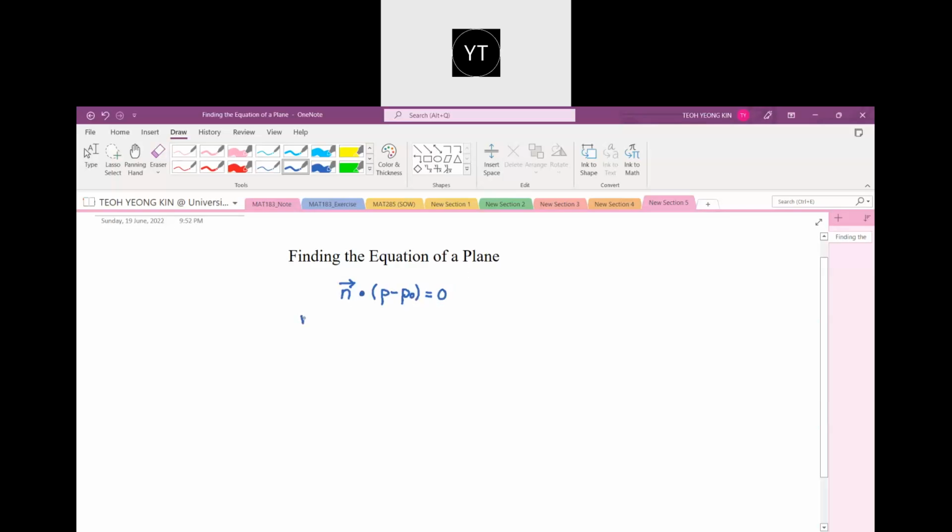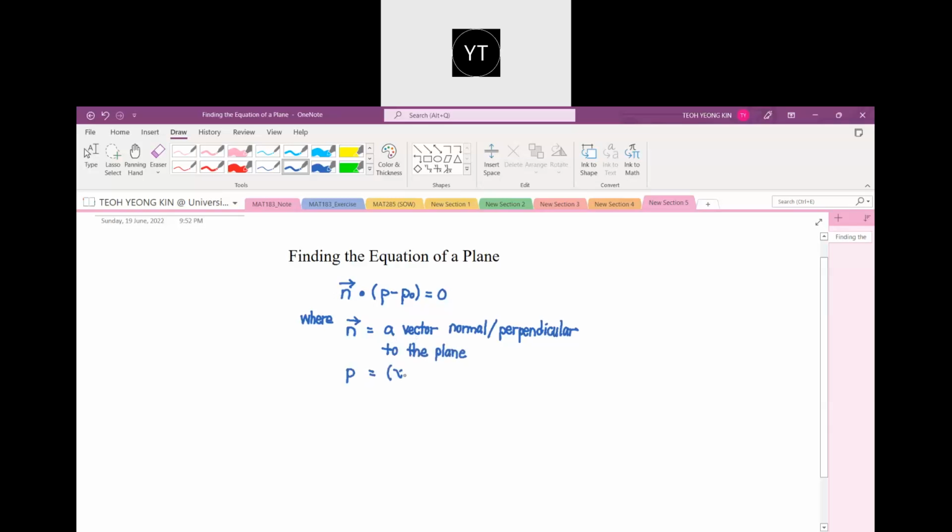So what is the n vector? The n vector is a vector which is normal or perpendicular to the plane that we need to find.